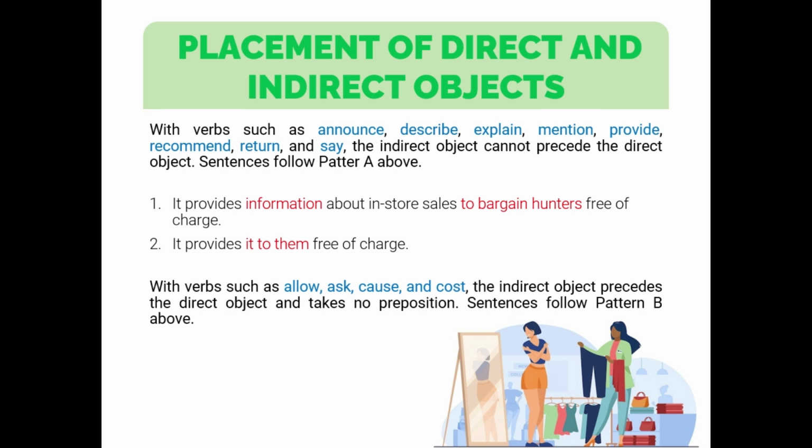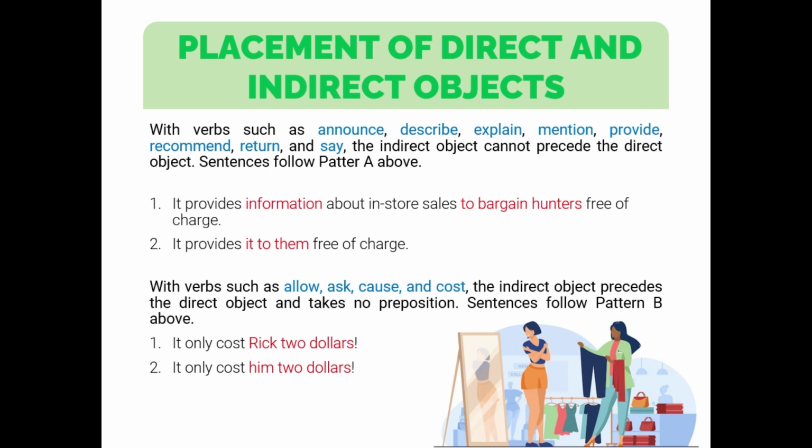Now, with verbs such as allow, ask, cause, and cost, the indirect object precedes the direct object and takes no preposition, so sentences must follow pattern B. For example, number 1, it only cost Rick $2. Number 2, it only cost him $2.